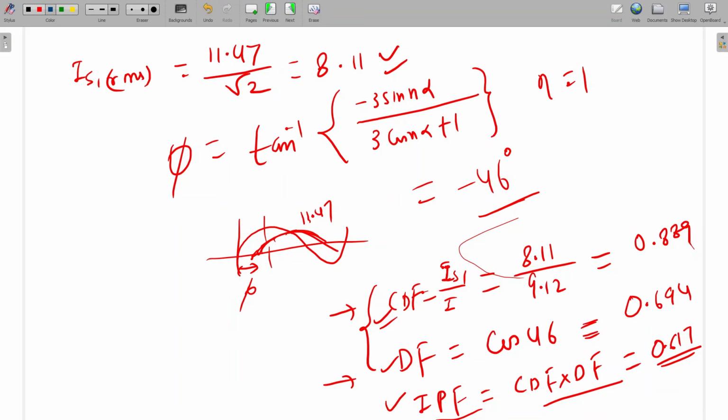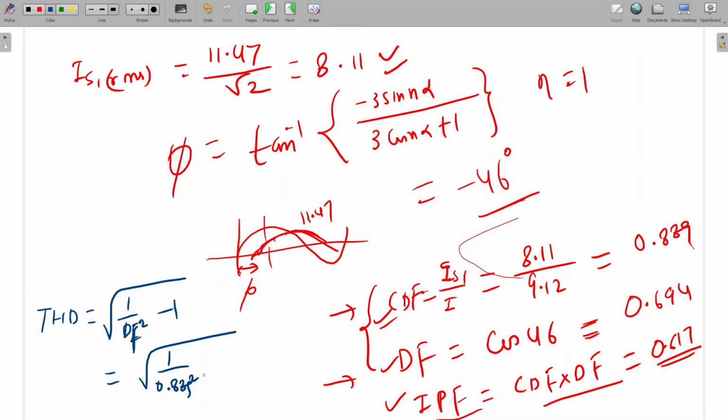The TSD formula we can also write. TSD is equal to the square root of 1 upon DF whole square minus 1. The distortion factor we have already calculated, so it will be 1 upon 0.889 whole square minus 1. So this will be 51.5%.